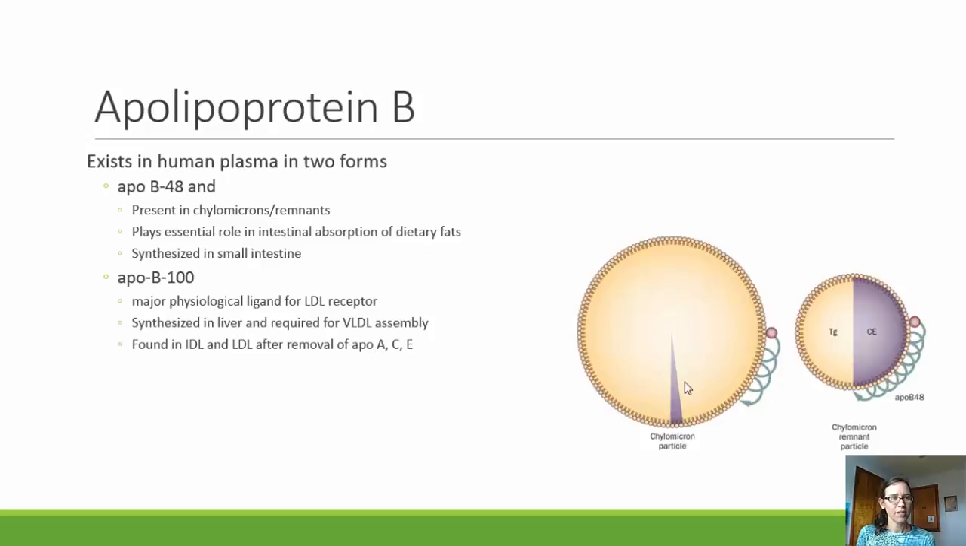Then we also have apolipoprotein B, which exists in two important forms. First we have ApoB48 that, as I said, is present on the chylomicrons and their remnants, and plays an essential role in the intestinal absorption of fats. We also have ApoB100, which is a major ligand for the LDL receptor.